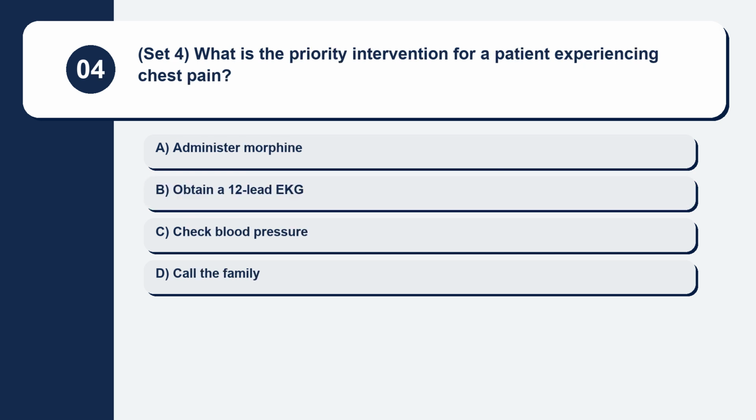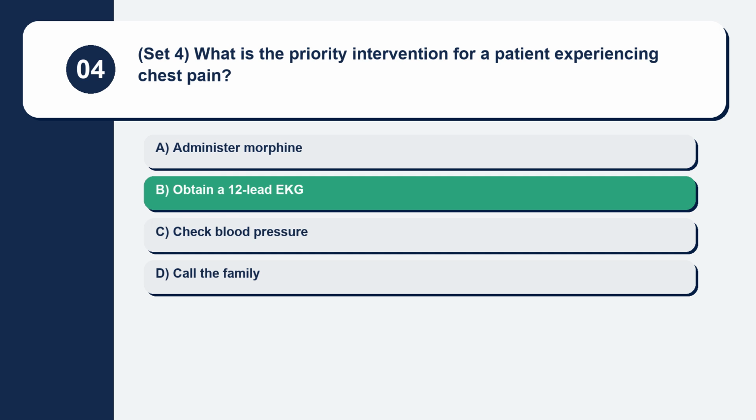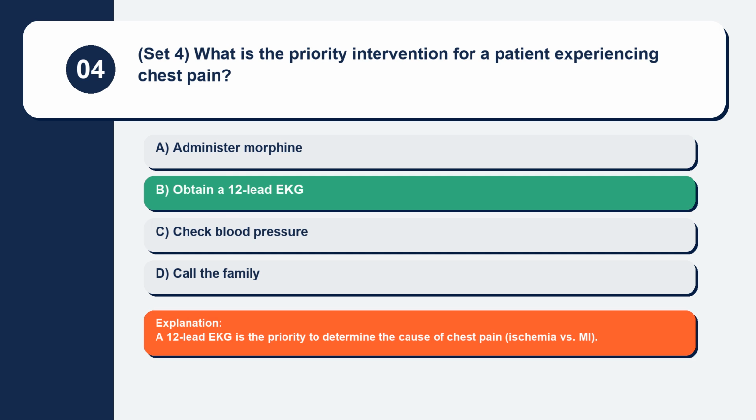Question 4. Set 4. What is the priority intervention for a patient experiencing chest pain? Administer morphine, obtain a 12-lead EKG, check blood pressure, call the family. A 12-lead EKG is the priority to determine the cause of chest pain, ischemia versus me.